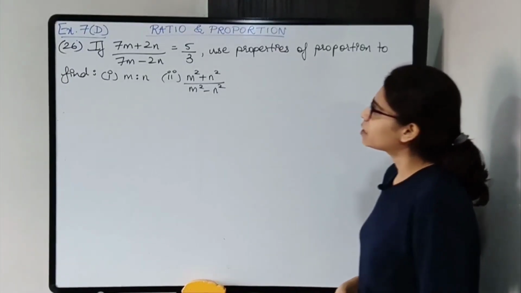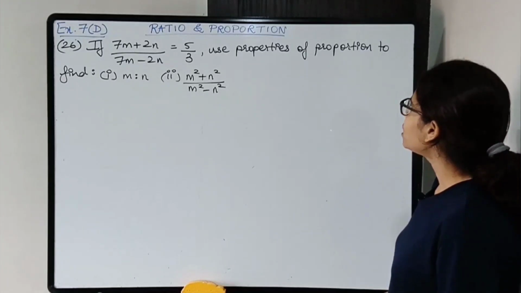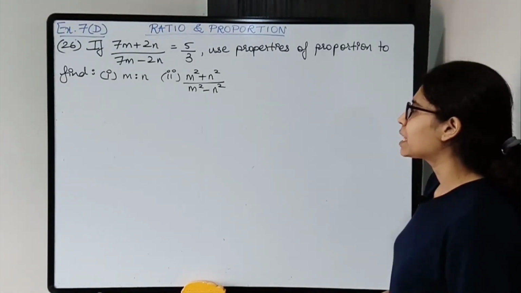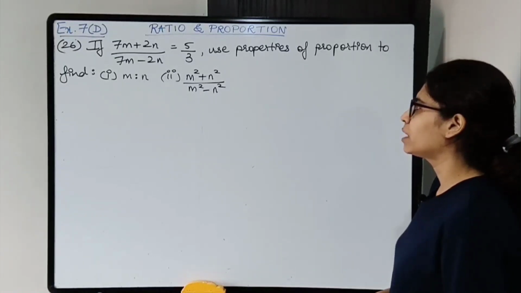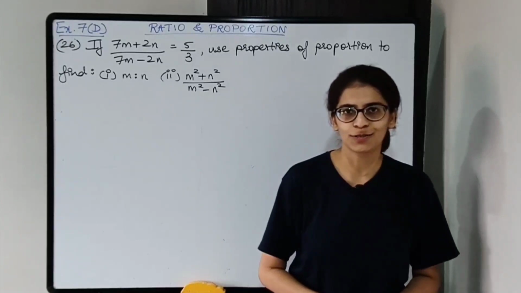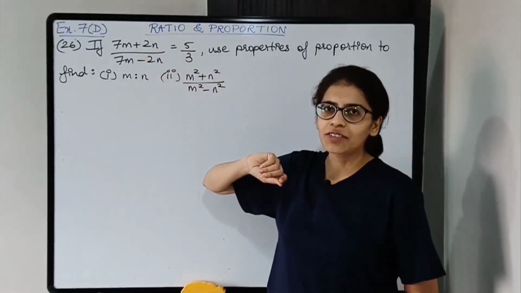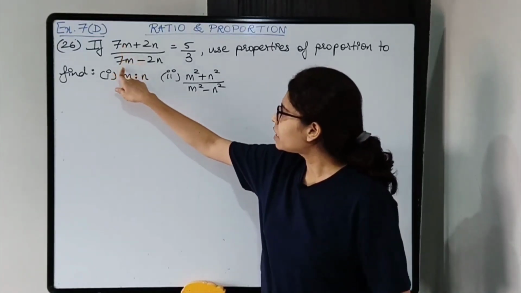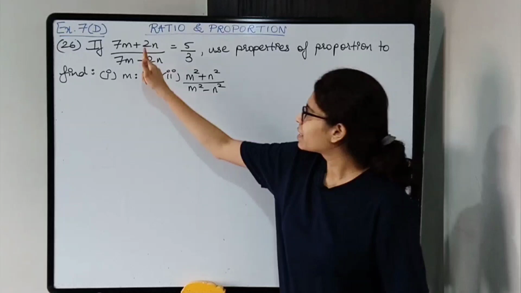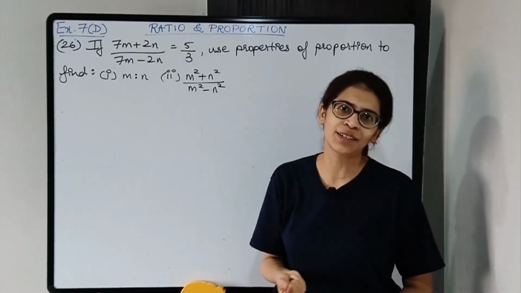If 7m plus 2n upon 7m minus 2n is equal to 5 upon 3, use properties of proportion to find, first part, m is to n, and second part, m square plus n square upon m square minus n square. We have to use properties and solve. Okay, so this is the given information. Now check the given. 7m, 7m, 2n, 2n, same terms, signs opposite. So which property? Componendo dividendo.